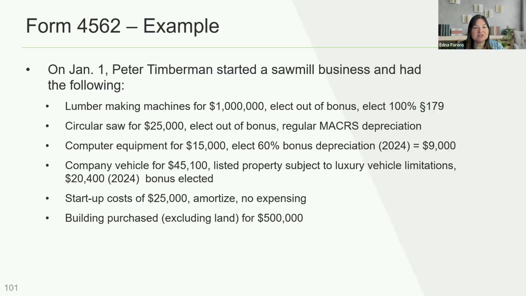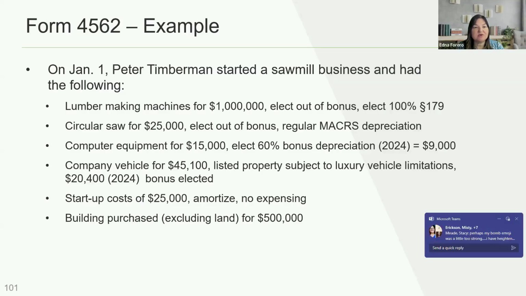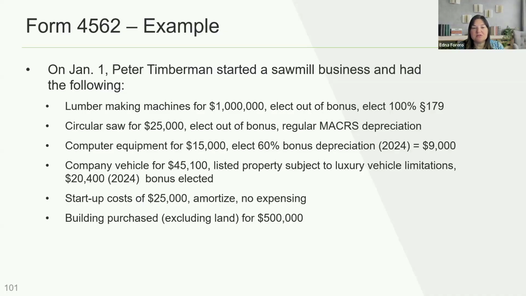The bonus depreciation at that time was 60%. For 2025, it's 40%, so be aware of that. On January 1, Peter started a small sawmill business, say that 10 times.